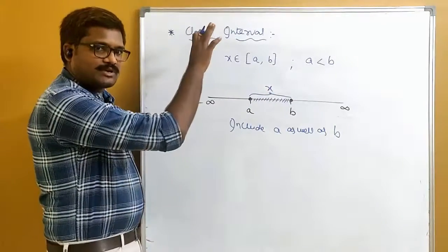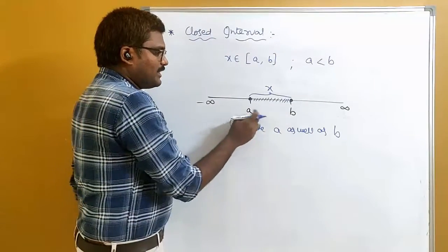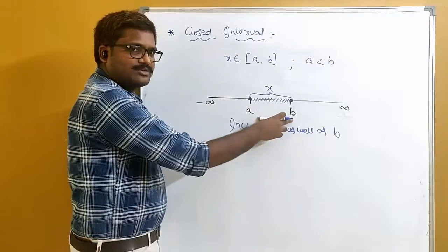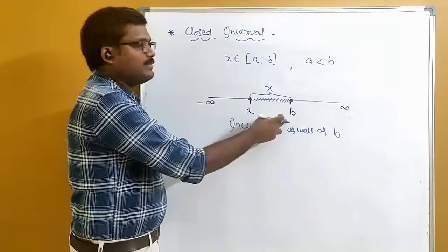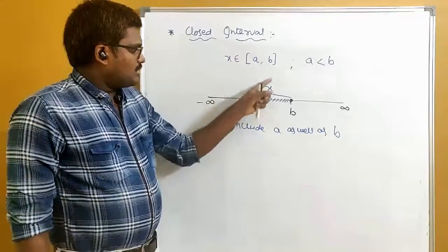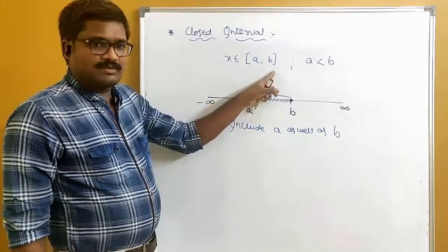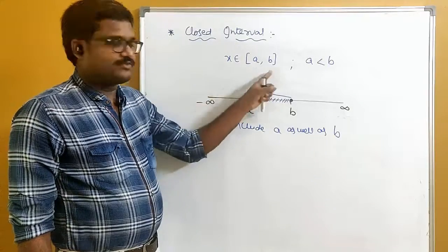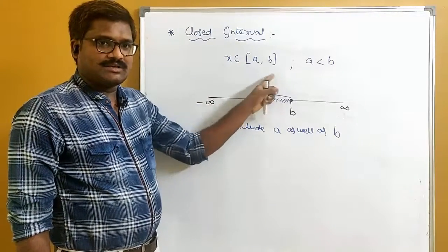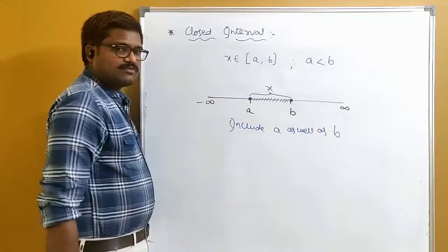In the former case, I said between A and B I will take the values, but I will not include A and B because that is the open interval. So open interval means I will not include the extreme values. Closed interval means I will include the extreme values if you have closed brackets at both the ends. Understood? So I hope you understood the meaning of closed interval.